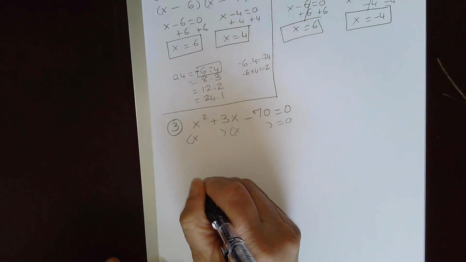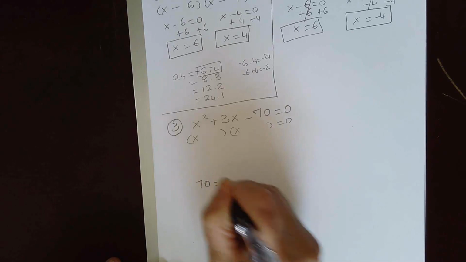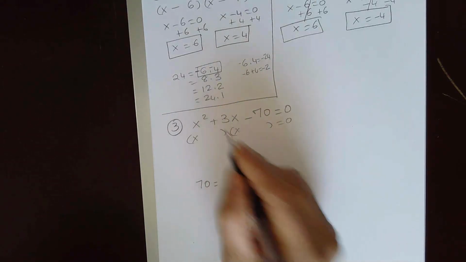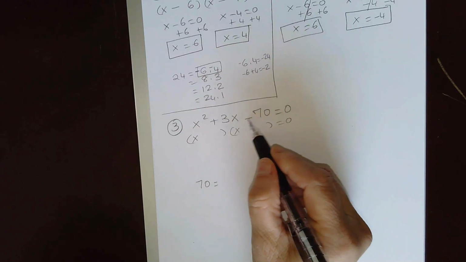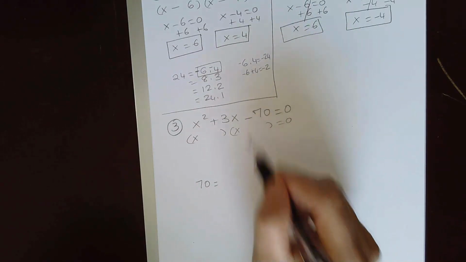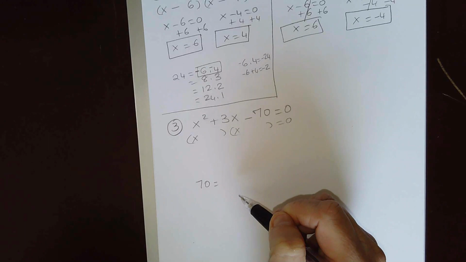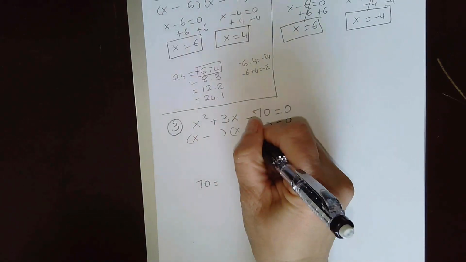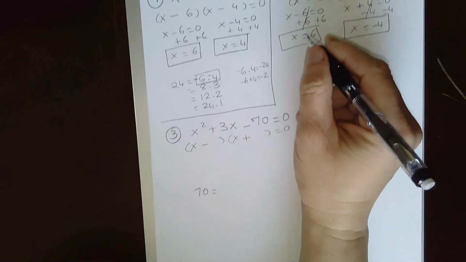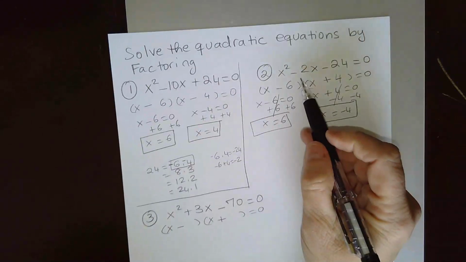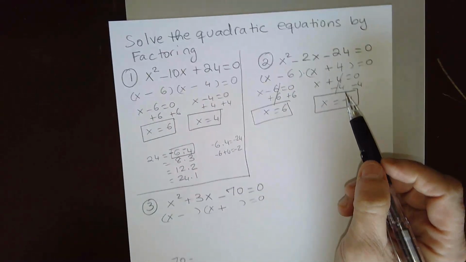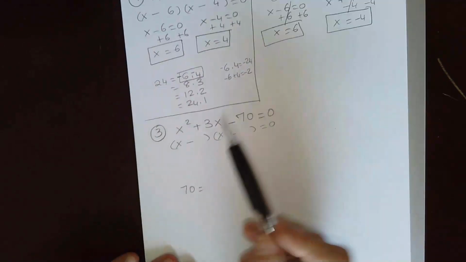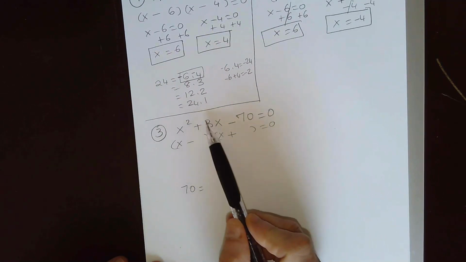two numbers whose product is 70 and whose sum is 3. So remember, the product is negative 70. That means one of them is positive and one of them is negative. So we are looking at the same thing as we had in the second problem right here. Same thing, okay? Except now here the middle term is negative and here the middle term is positive, okay?